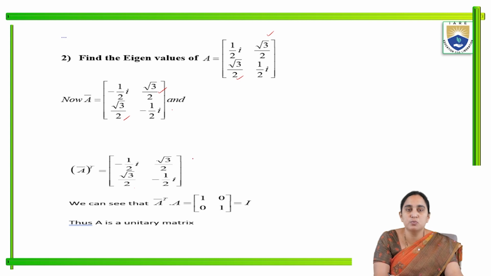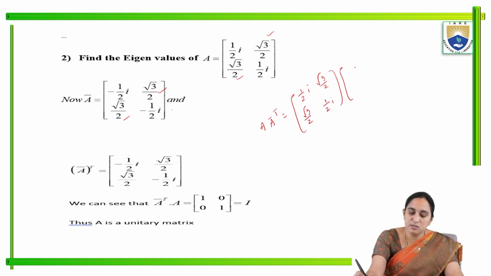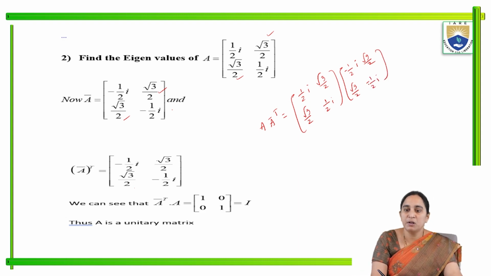Now just multiply these two, A into A bar whole transpose. Already we discussed multiplication of two matrices in the last classes. Here A is 1 by 2 i, root 3 by 2, root 3 by 2, and 1 by 2 i, multiplied with minus 1 by 2 i, root 3 by 2, root 3 by 2, and minus 1 by 2 i.